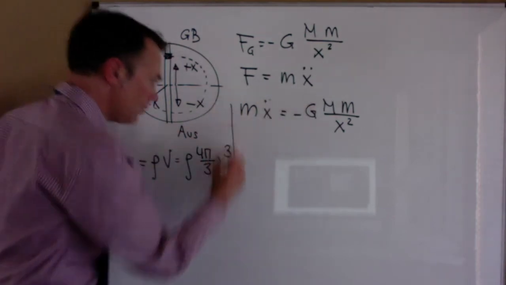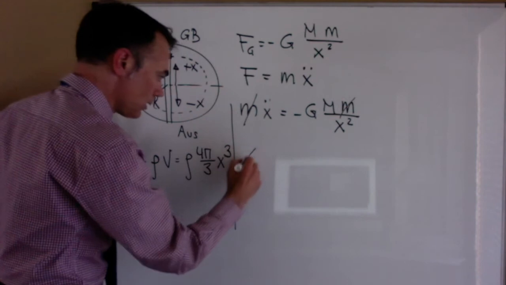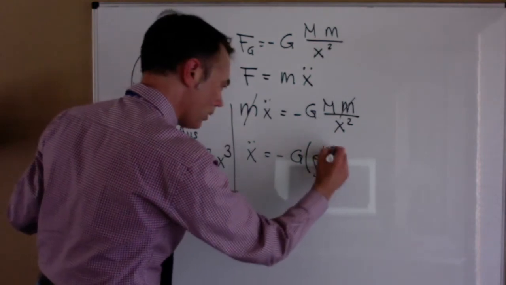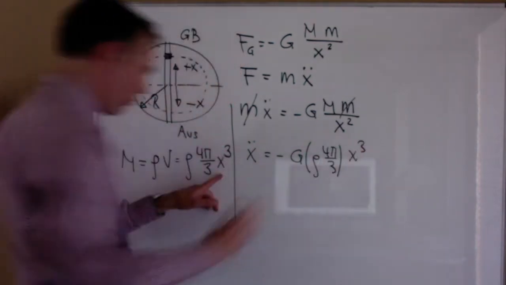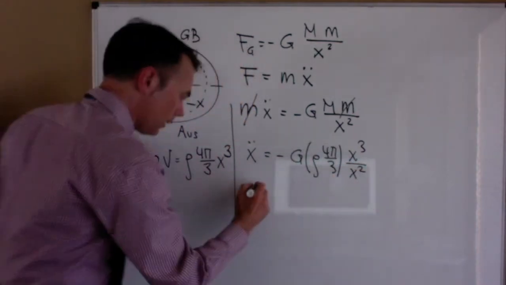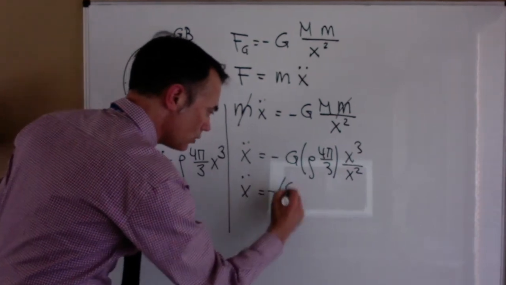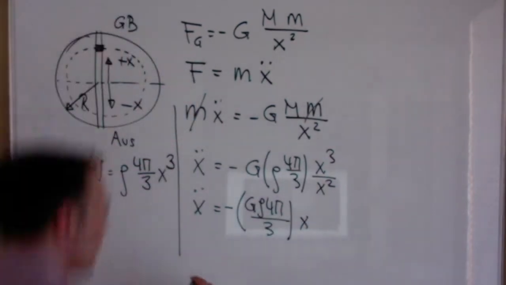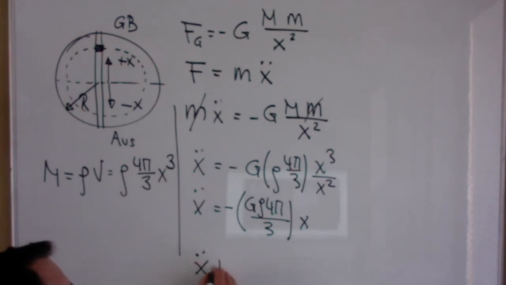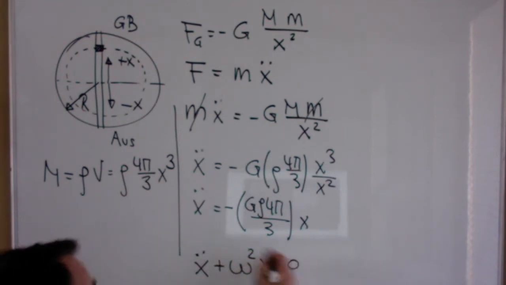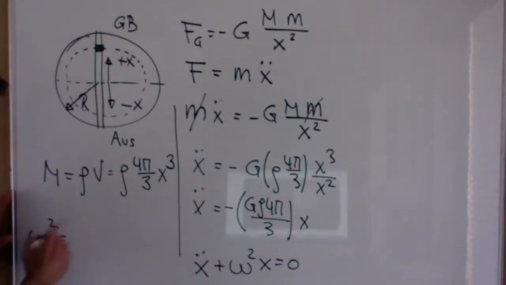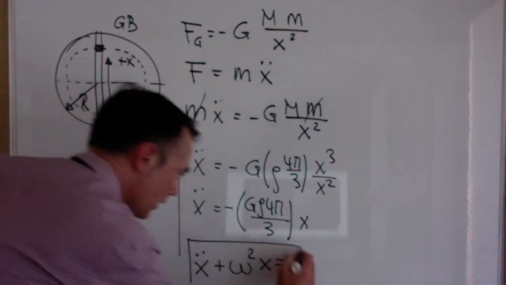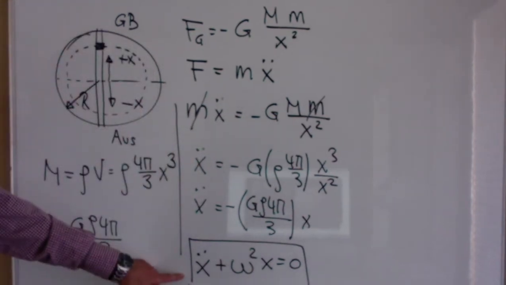So I substitute this here, and the mass cancels. This is x double dot equals minus G capital M, which is all this stuff, rho 4 pi over 3, x to the power of 3 divided by x squared. x double dot is equal to minus G rho 4 pi divided by 3 x. I put everything to the other side and I have that x double dot plus omega squared x is equal to 0 if I define omega squared to be G rho 4 pi over 3. And this is the equation of the simple harmonic oscillator.